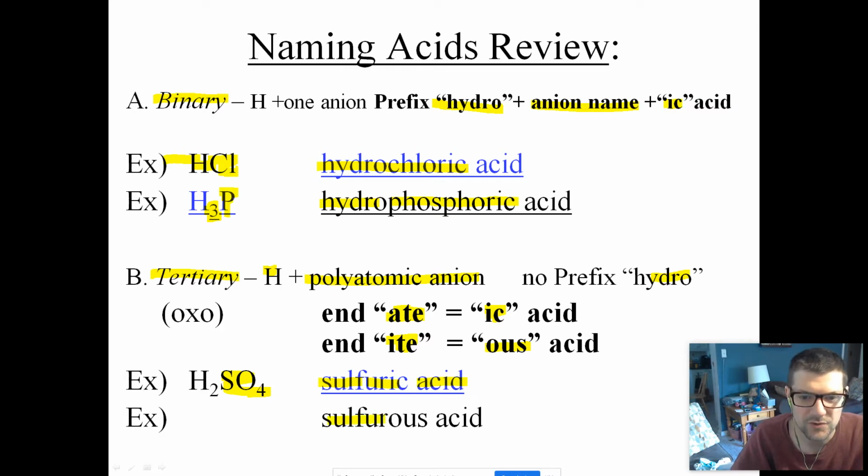Here we have sulfurous acid, which means that must have an ite ion, which means this is hydrogen and sulfite. We're still crisscrossing oxidation numbers to determine the formula. So that's the quick review. Now you can recall how acids are named and how their formulas come from those names, and vice versa, how they're related.